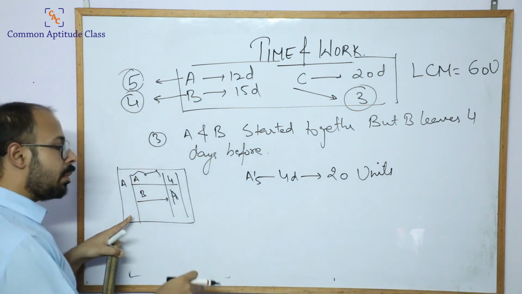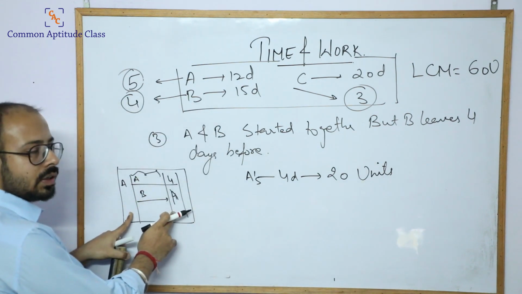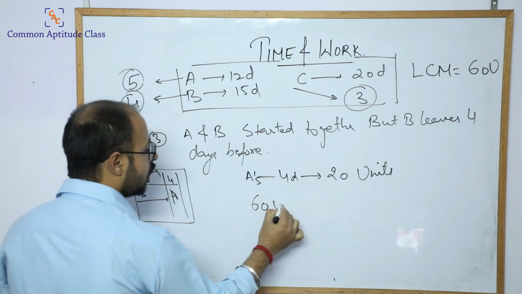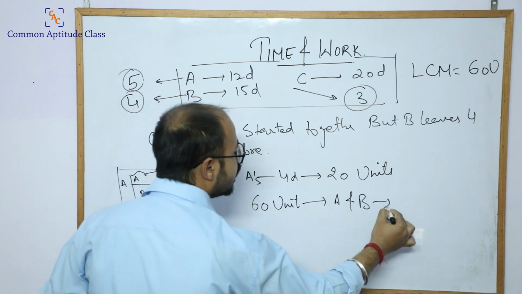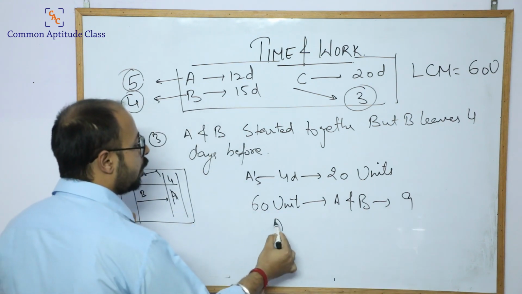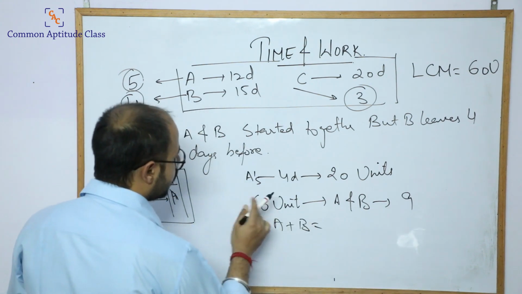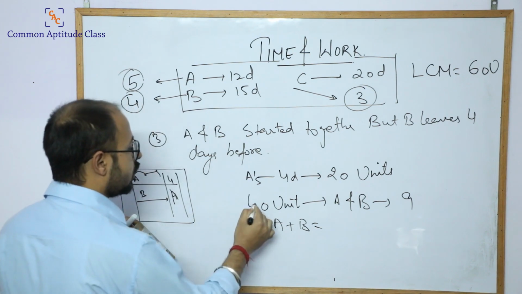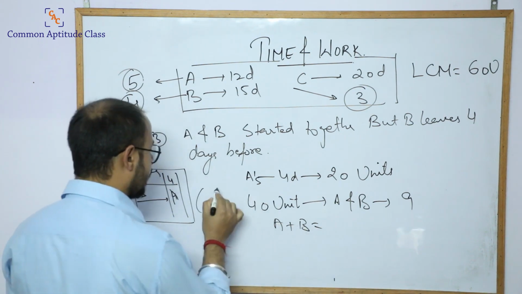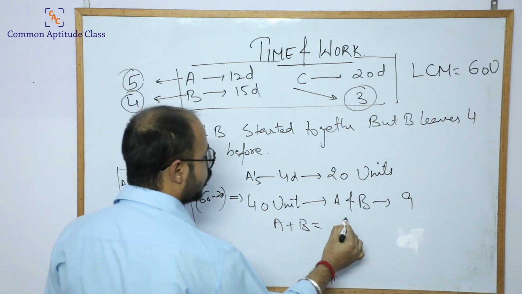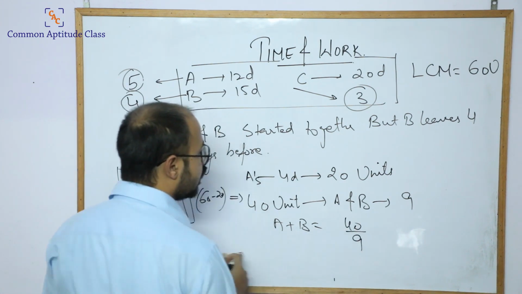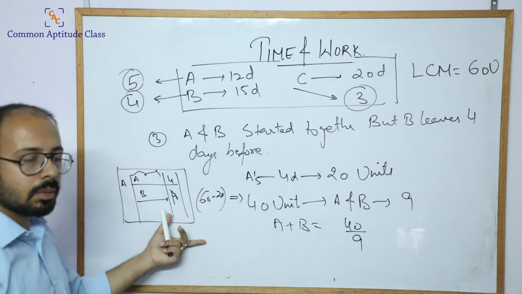So how many units were remaining in this duration? 60 units total. That is produced by A and B, that is 9 units per day. So A plus B will take, this is 40. That is 60 minus 20 done. So A plus B will go for 40 by 9. These two remain the same. The answer remains the same.